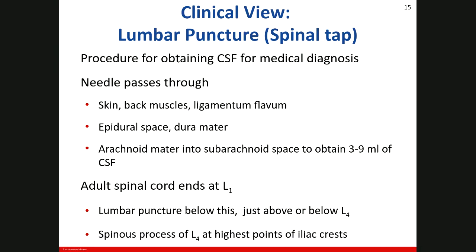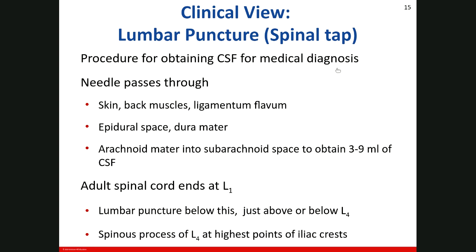We have two different types of injection in our vertebral column and the spinal cord. One of them is called lumbar puncture or a spinal tap. This is a procedure for obtaining and collecting cerebrospinal fluid for medical diagnosis. I will talk about cerebrospinal fluid later in the video on the brain. The cerebrospinal fluid composition can help us to diagnose different diseases.